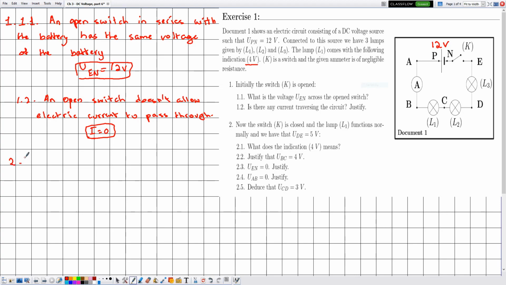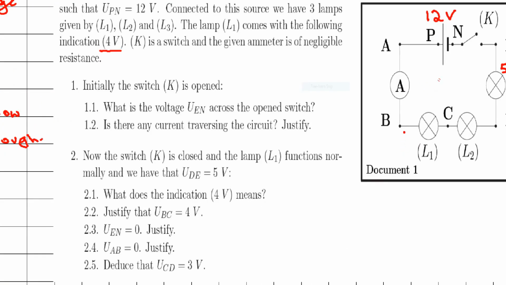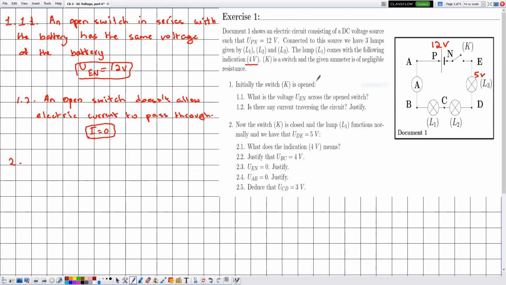Now in number 2 they are telling me now the switch K is closed and the lamp bulb is functioning normally, and we have that UDE is equal to 5 volts. So the voltage across the lamp L3 is given by 5 volts, and moreover they are telling me that the lamp L1 is functioning normally. So because the lamp L1 is functioning normally, then the applied voltage which is given by UBC will be equal to the rated voltage, or the indication, which is given by 4 volts.